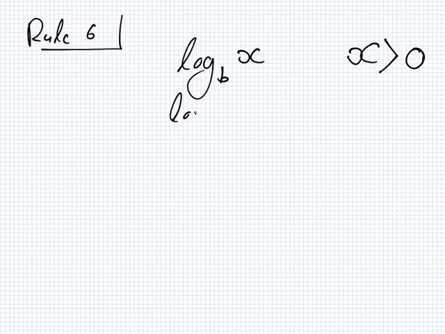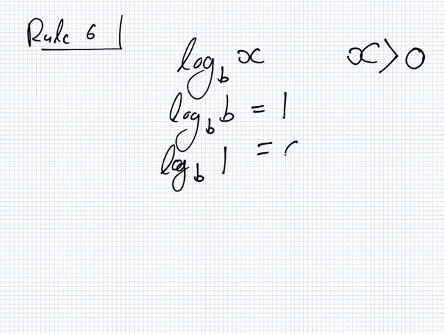Next, log base b of b obviously is 1. And then log base b of 1 is 0, because only b power 0 can make 1. And the other thing we would like to say, b needs to be positive as well. Any other facts about it? No, these are the key ones.